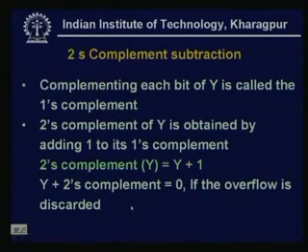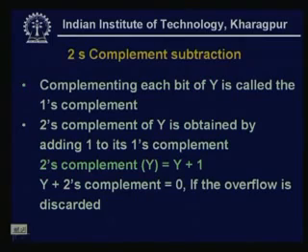So, complementing each bit of y is called the 1's complement, that means flipping the bits, as we have just discussed. Now, 2's complement of y is obtained by adding 1 to its 1's complement, just now we have seen and derived that. Then 2's complement of y is y plus 1, and y plus its 2's complement equals 0 if the overflow is discarded.